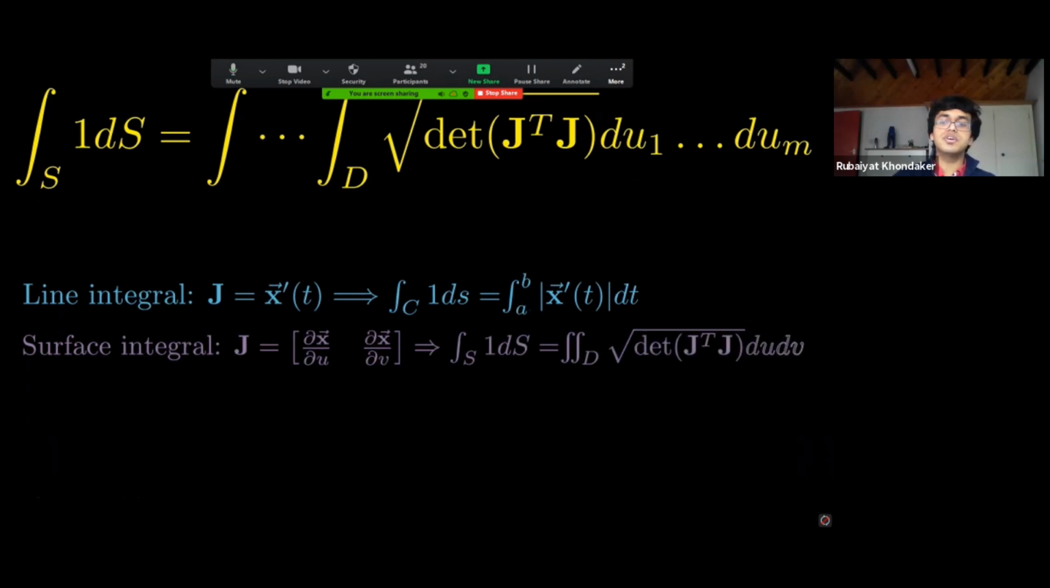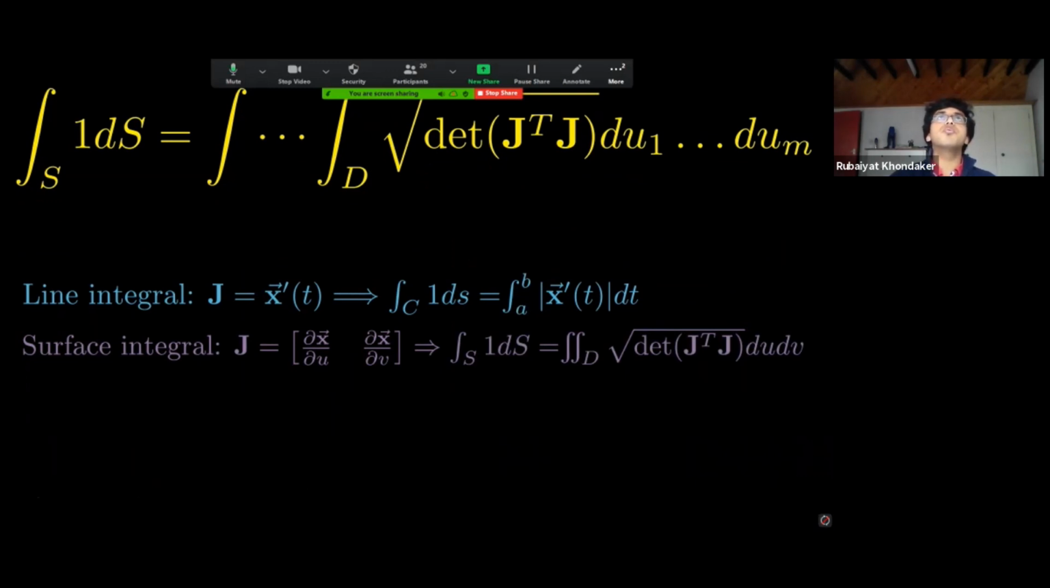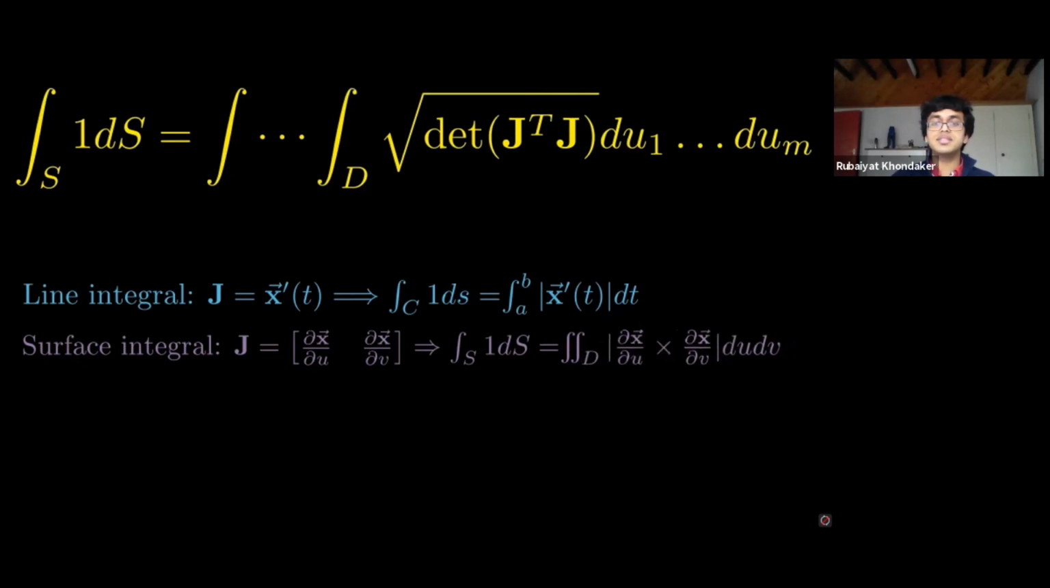For a surface integral, the Jacobian would be partial x partial u, partial x partial v. So this is what this formula says. But if you remember before, we showed that computing area using the cross product and using the Gramian were the same thing. So that's the same as the regular surface integral formula.